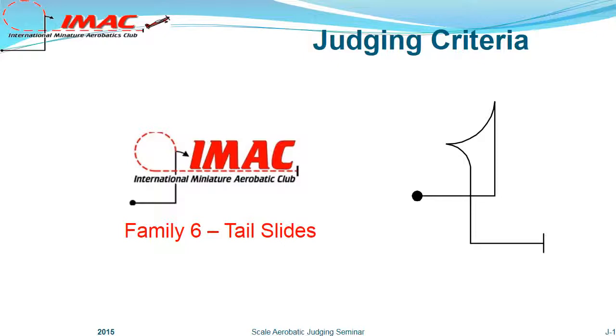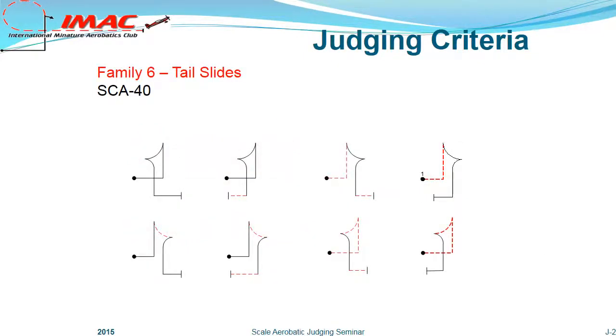Tail slides are a deceptively challenging family to fly and judge. Now on to Family 6. Here are examples of several types of tail slides with both upright and inverted entry lines. The exit lines can also be either upright or inverted.